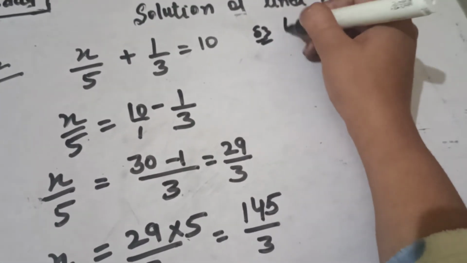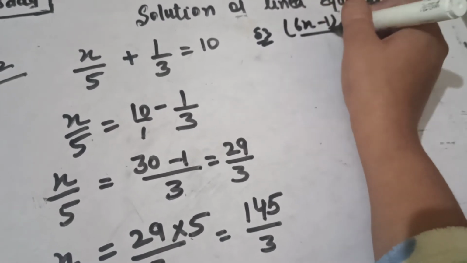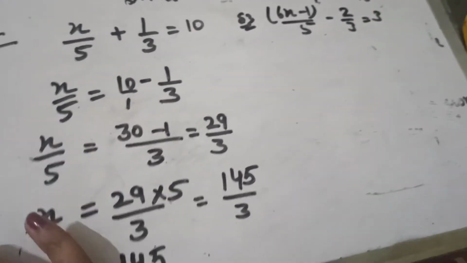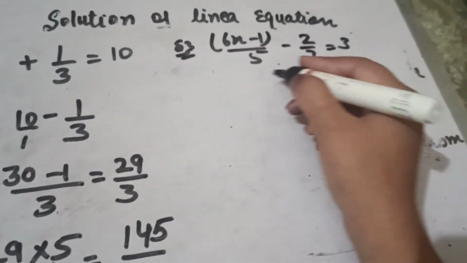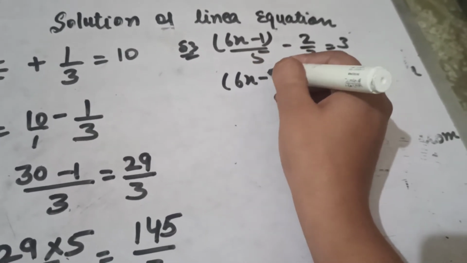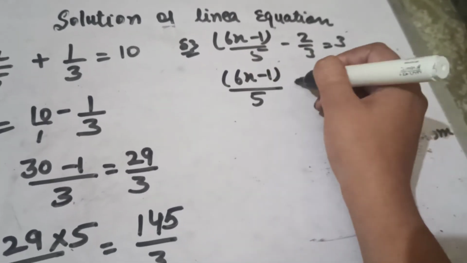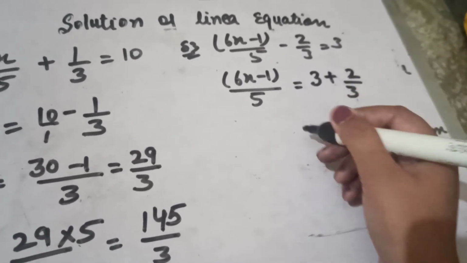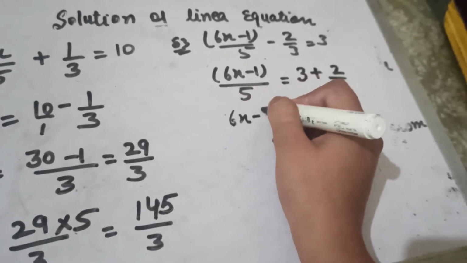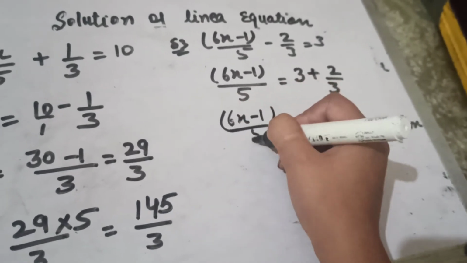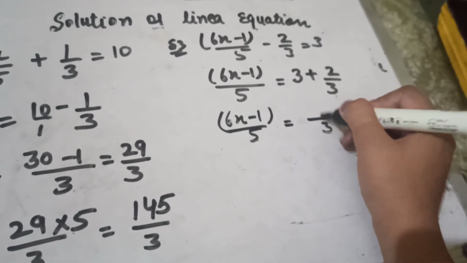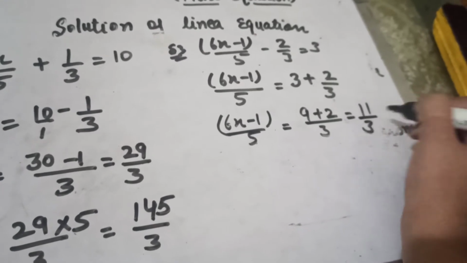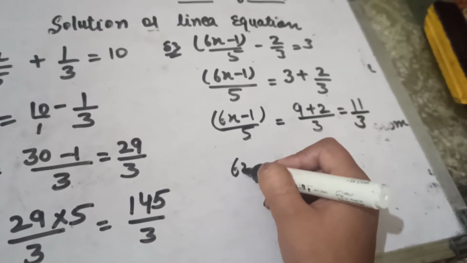Now same as 3, find the solution of the equation. Again the equation is 6x minus 1 by 5 minus 2 by 3 equals 3. Same like this we will do. 6x minus 1 by 5 remains here, and this 2 by 3 will go to this side. The sign will change. Again we will take the LCM. 3 3s are 9 plus 2, which equals 11 by 3. Again this 5 goes to this side.